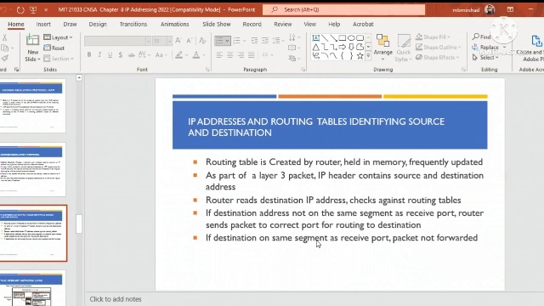So you can remember the IP address and the routing table I discussed with the router when we were talking about networking hardware. I said the router is used to connect multiple networks, so the router acts as a bridge. The bridge has already been replaced with the arrival of the router. So the router maintains a table called the routing table, held in memory and frequently updated.